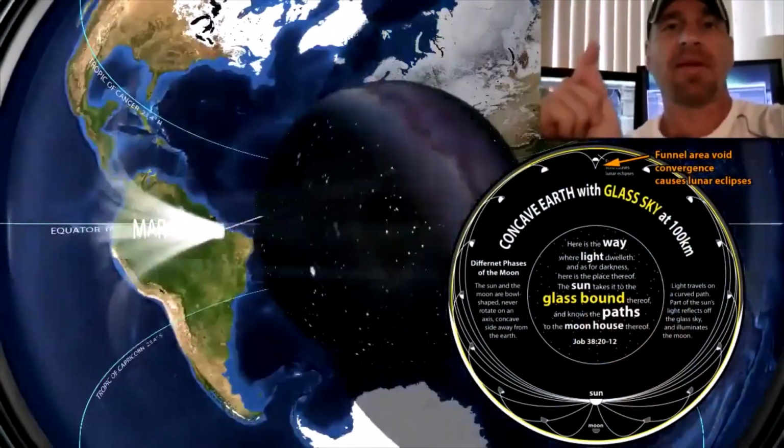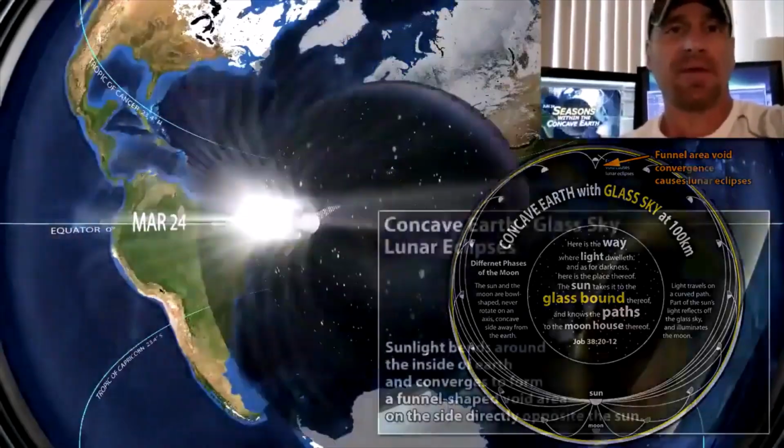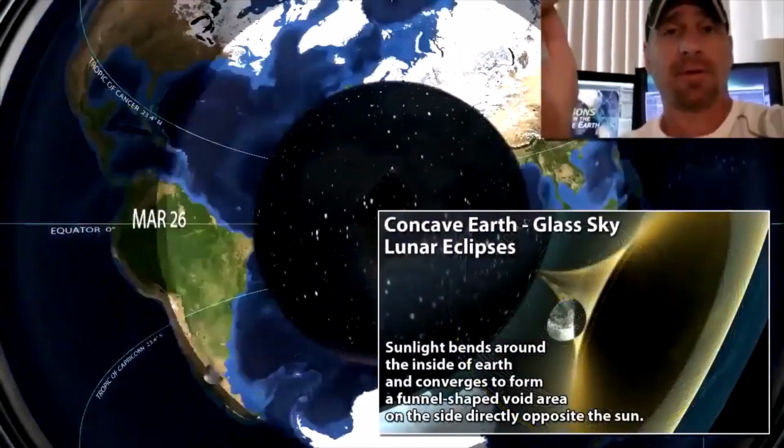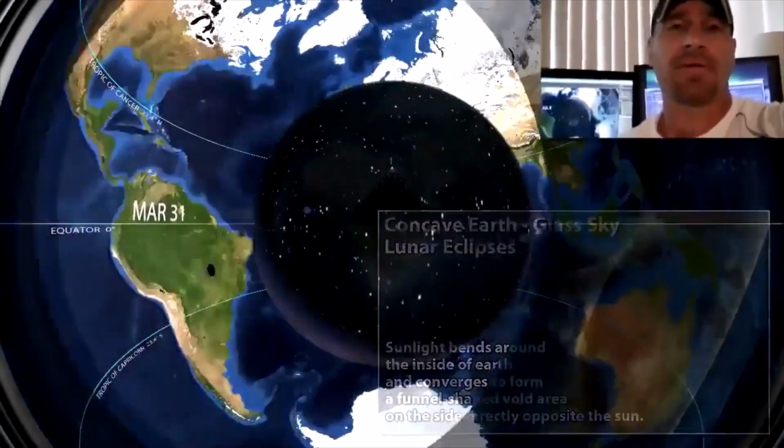There's an opposite funnel-shaped void area opposite the sun. When the moon goes through that void area, it gets eclipsed. North or south of that void area, it's just simply going to be a full moon. So everything works in the Concave Earth.